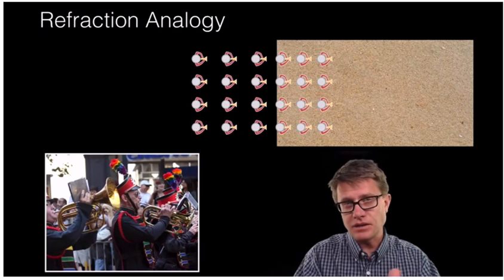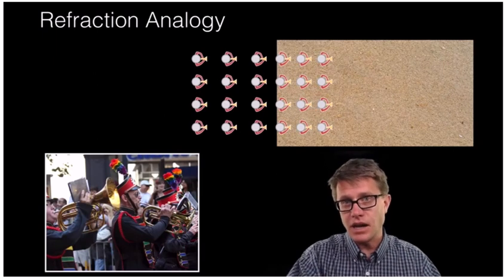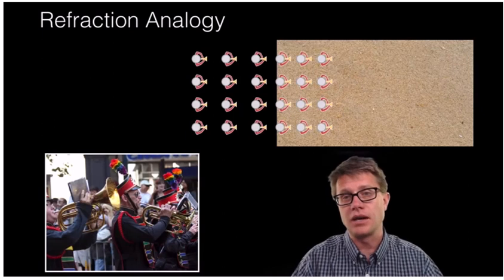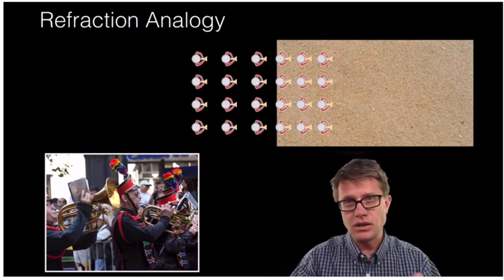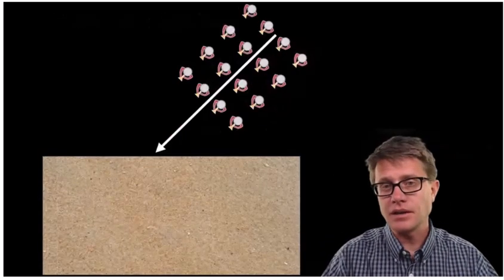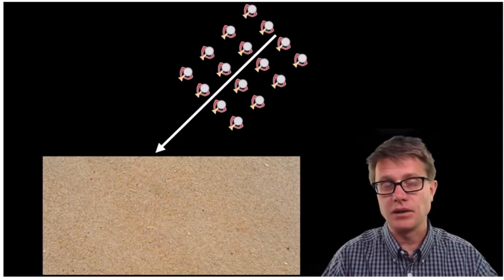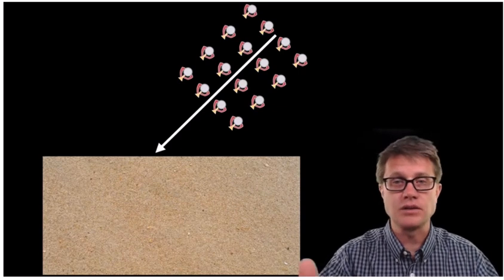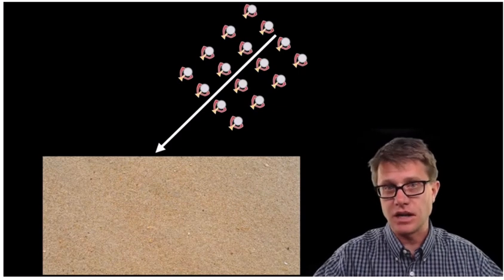But since they kept that distance between them the same, you can see that the angle at which we came in equals the angle at which we came out. So we don't see that refraction going on. But now let's set it up so they're marching in at an angle like this. They're marching across, let's say, a parking lot, and they're going to hit some sand as well.